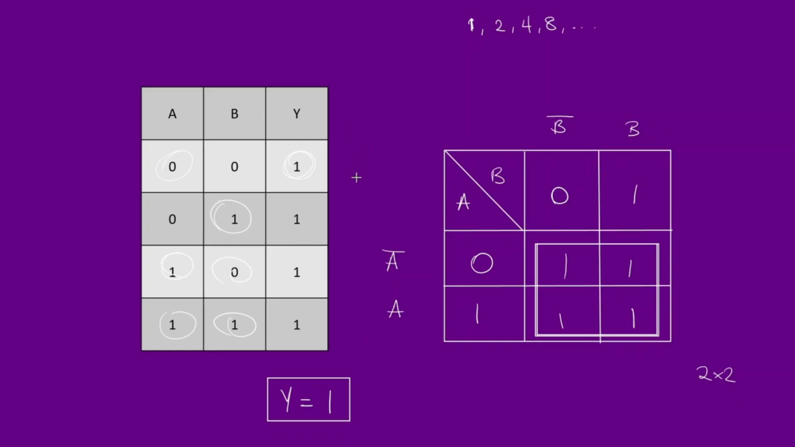It's definitely allowable. So in the next video, we'll try to solve more problems and get ourselves more familiar with 3 variable, 4 variable Karnaugh map expressions.